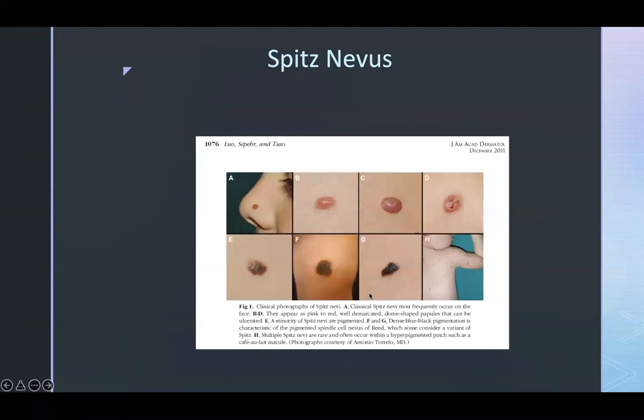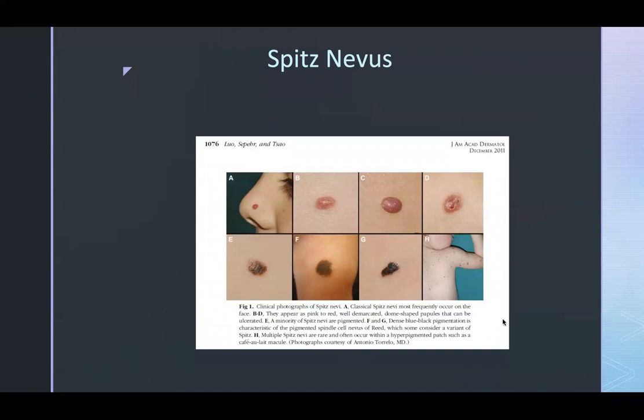Here's just a few examples of clinical Spitz nevi. So you can see on panel A, a classic Spitz nevus, most frequently occurring on the face. B through D shows you more examples of Spitz nevi with that pink to red, well-demarcated dome-shaped papule architecture that can sometimes even be ulcerated. Panel E shows you that the minority of Spitz nevi are pigmented. F and G show you that dense blue-black pigmentation can be characteristic of the pigmented spindle cell nevus of Reed. And if you were to look on dermoscopy, you would often see a starburst pattern on these lesions.